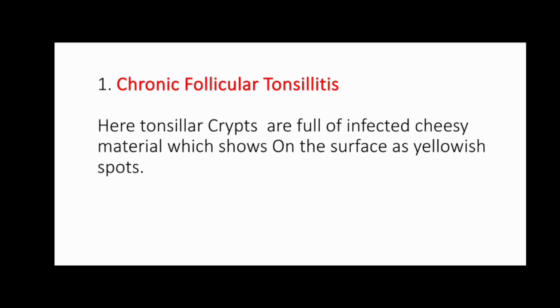First, chronic follicular tonsillitis. Here, tonsillar crypts are full of infected cheesy material which shows on the surface as yellowish spots. We already saw this in acute follicular tonsillitis; in acute follicular tonsillitis also there are yellowish spots. Here tonsil crypts are full of infected cheesy material. The crypts are infected with cheesy material, so the outer surface of the tonsil looks like there are yellow spots over there.